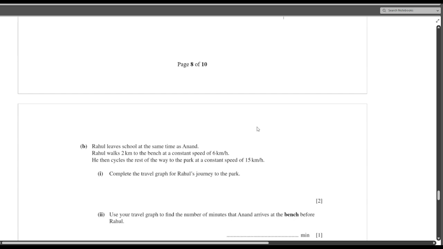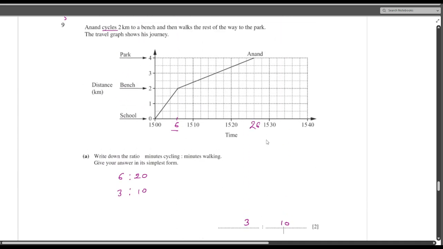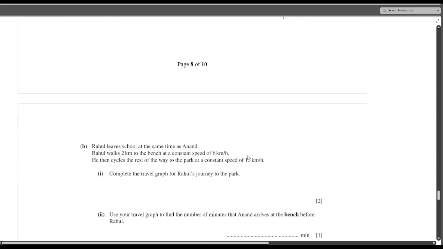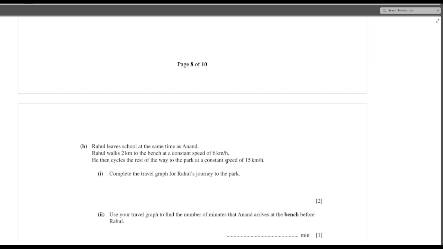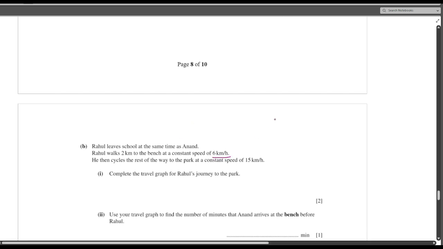Okay, so Rahul walks 2 km to the beach at a constant speed of 6 km per hour. Now this is a distance time graph. So if you are walking at a speed of 6 km per hour, that means you take 60 minutes to walk 6 km. Then to walk 2 km, which is 1/3, how much time will you take? You will take 20 minutes.